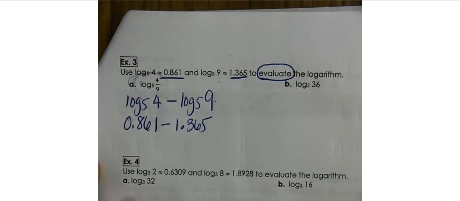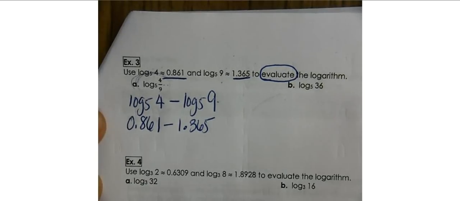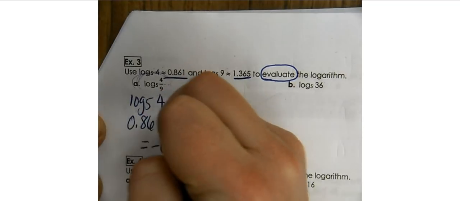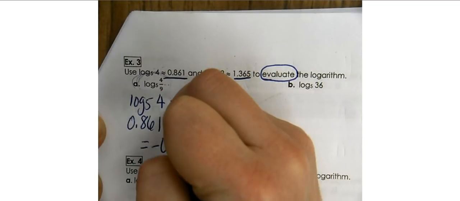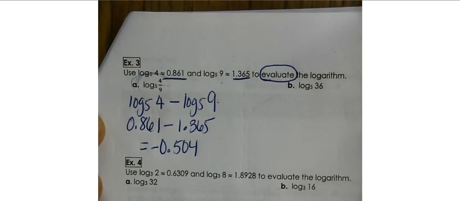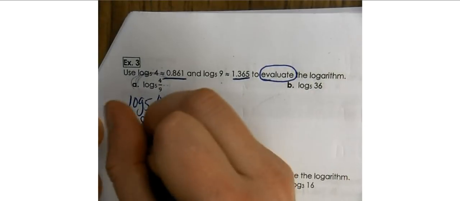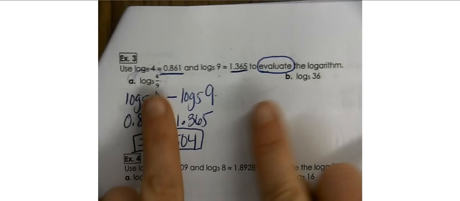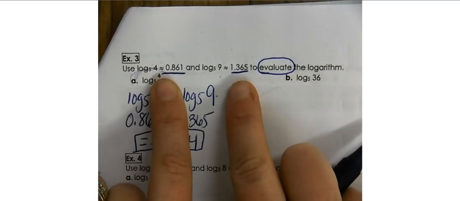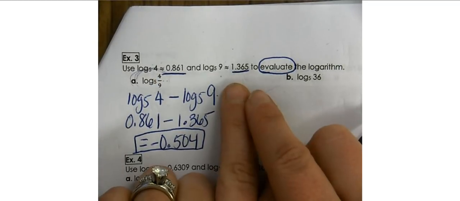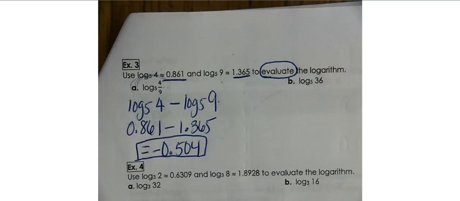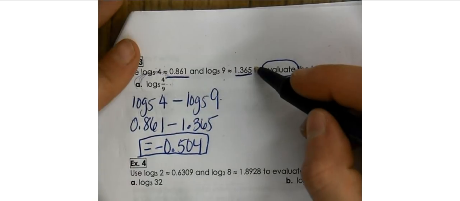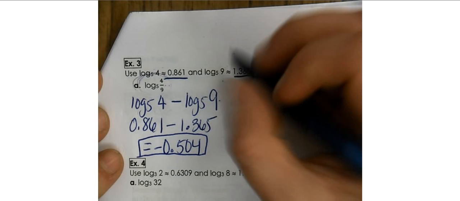Now, using my calculator, I'm going to subtract these numbers and come up with an answer. And that's going to be negative 0.504, rounding it to the nearest thousandth, if necessary. This will be your answer. So all we did here is we used our properties to come up with some sort of form of log base 5 of 4 and log base 5 of 9. I replaced those expressions with the numbers that were given to me, and I was able to come up with an answer. Let's look at letter B.